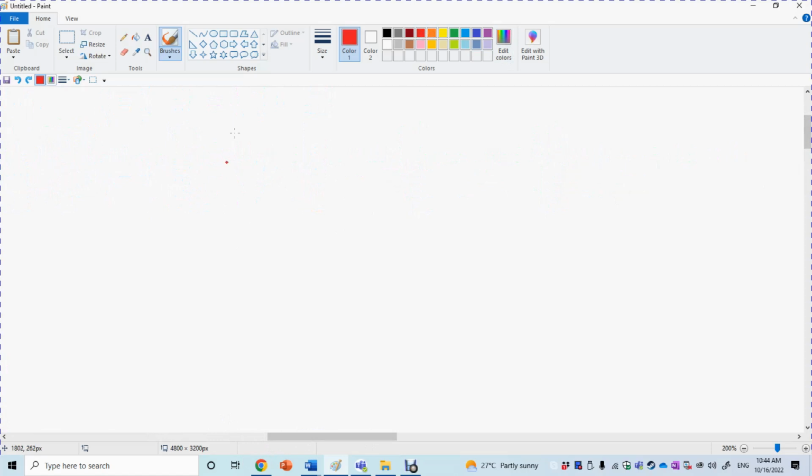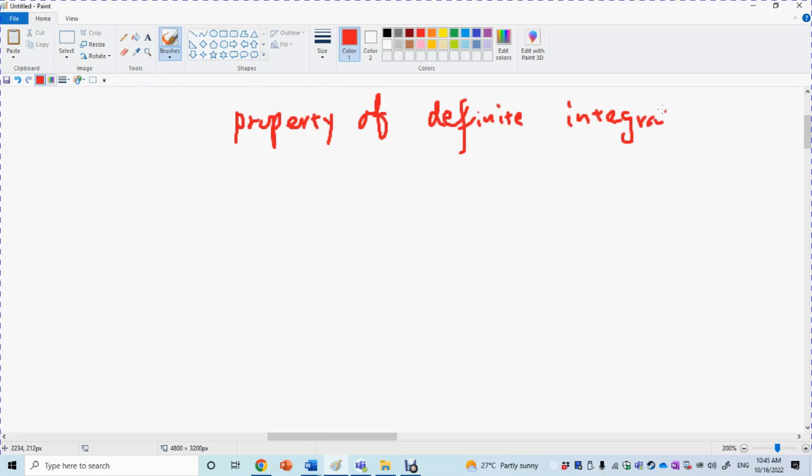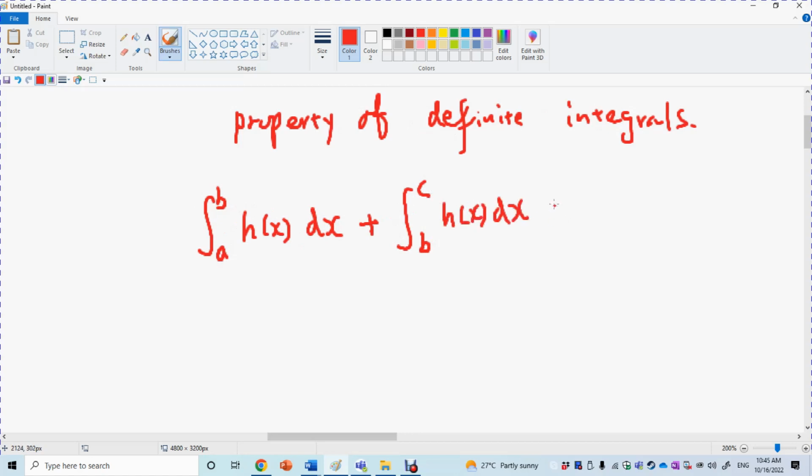Okay, let me write it here. That's a property of definite integrals. Let's say I have the integral from a to b of some function hx dx, plus another integral from b to c of hx dx. So can you simplify that? Yes. Because the upper limit of the first equals the lower limit of the second, you can always combine them into the integral from a to c of hx dx.